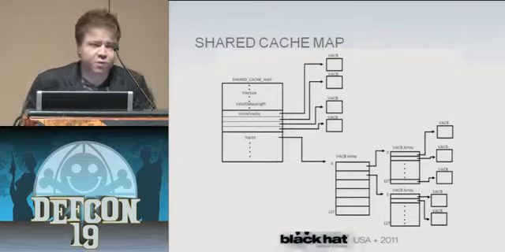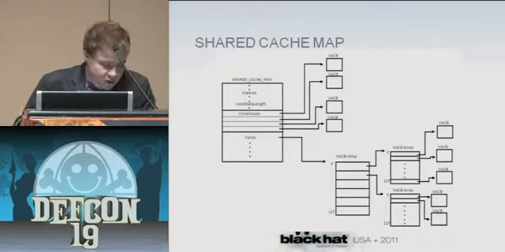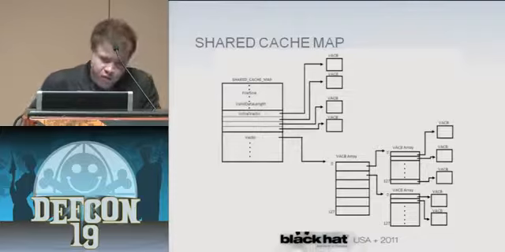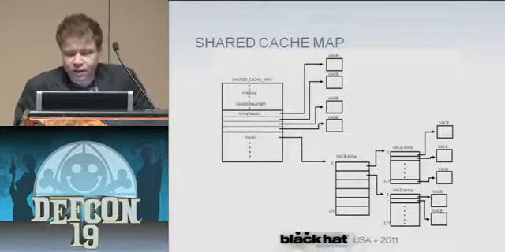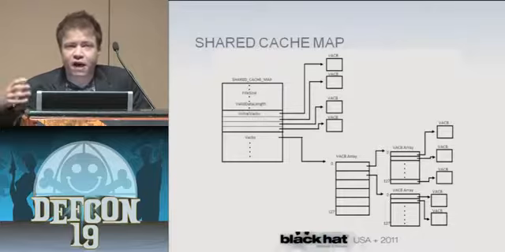Here's what the shared cache map would look like, kind of conceptually. This, obviously, the bottom is just 2 levels deep. And if we parse this, we'll get all the file data that is present in the cache.